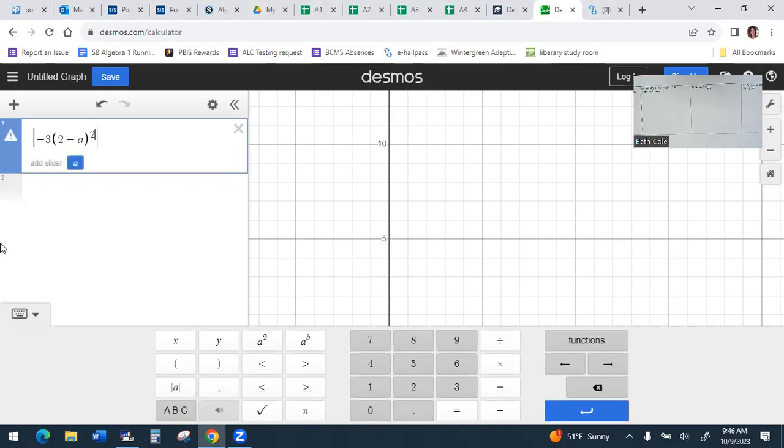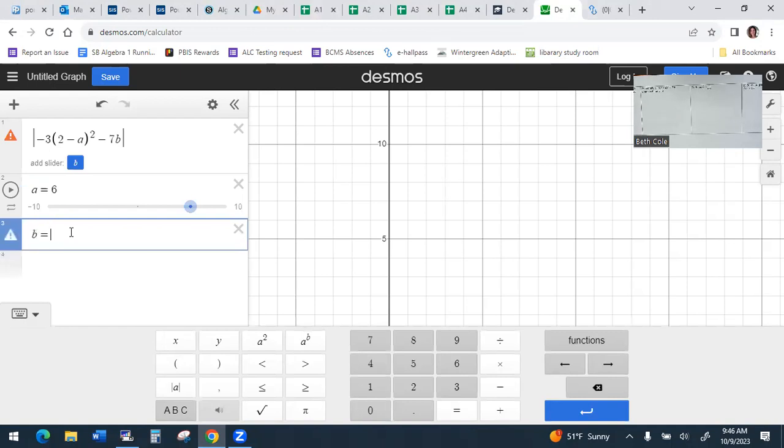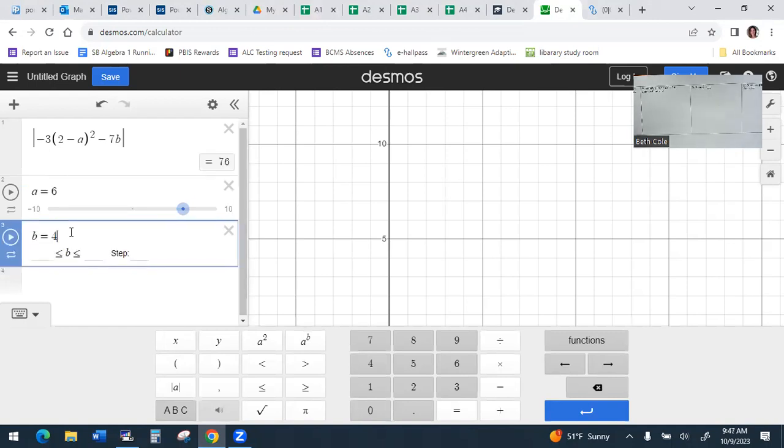Parentheses squared. Good. Minus 7b. All right, now what? I did, or it did it for me. All right, a equals 6. Good job. What's your answer? 76. Cool. We got into a good rhythm here. 76 is your answer. You don't have to do any work. Just type it in the calculator.